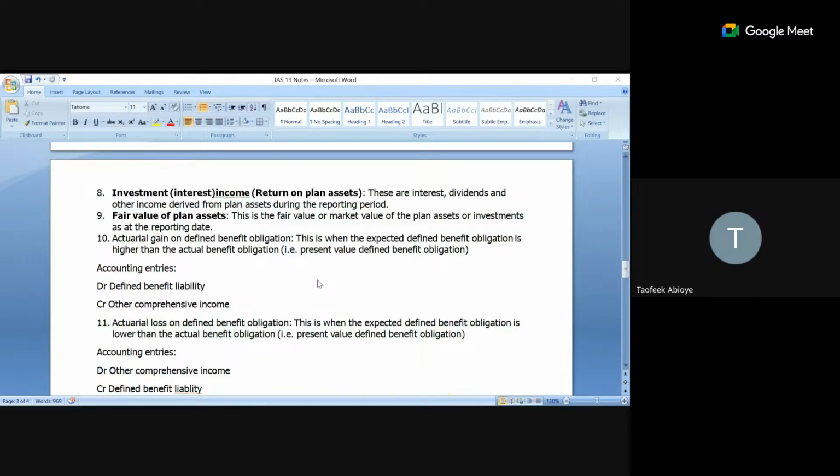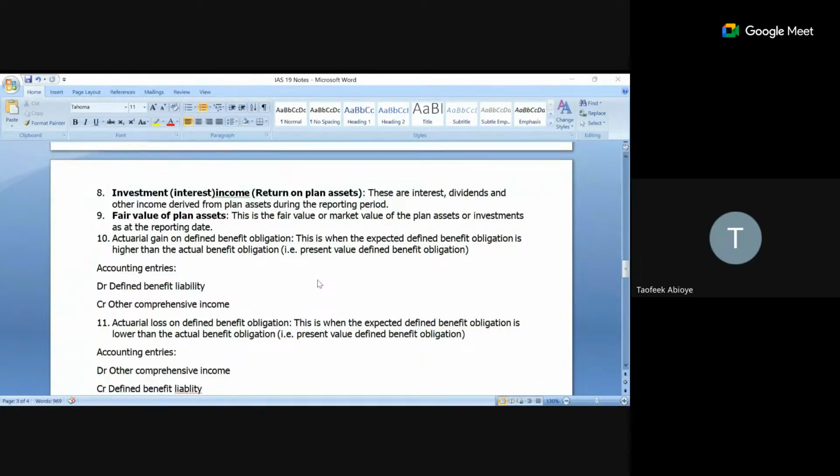You will now find the fair value. You hire a professional that will analyze that defined benefit obligation. What is the fair value? If the fair value is 100 million, and the original present value is 80 million, you see that there is a difference of 20. So that 20 will either be an actuarial gain or an actuarial loss. It must be either A or B.